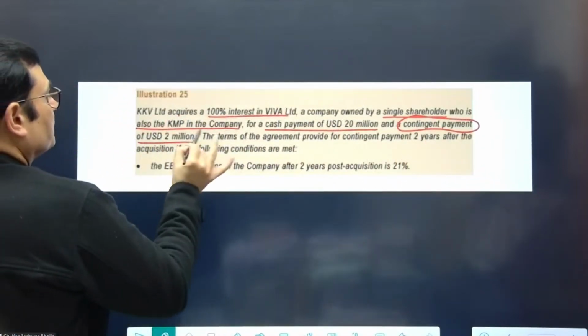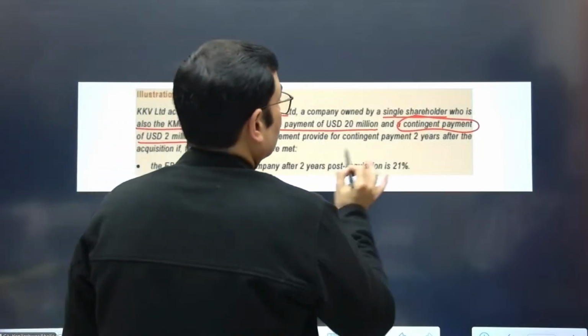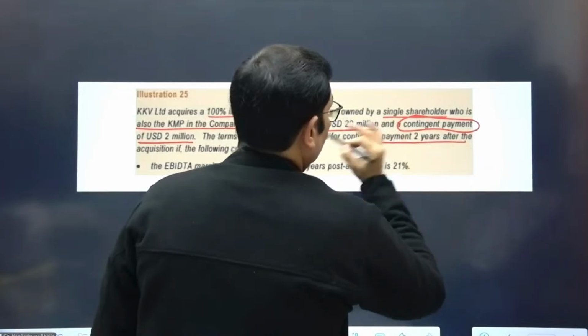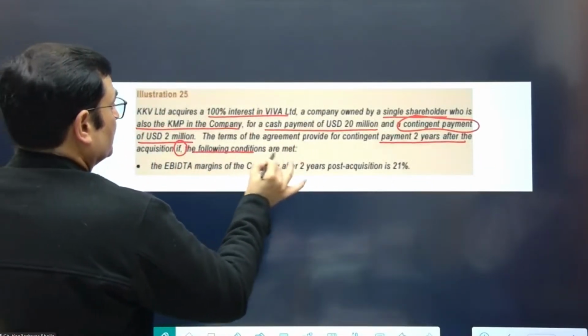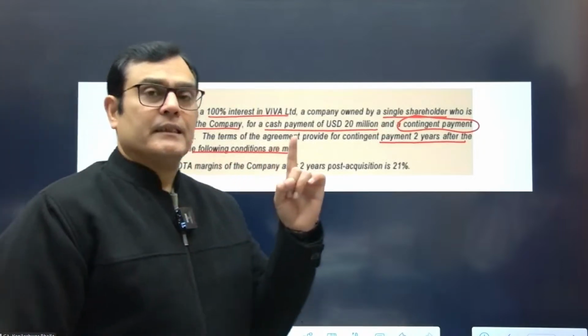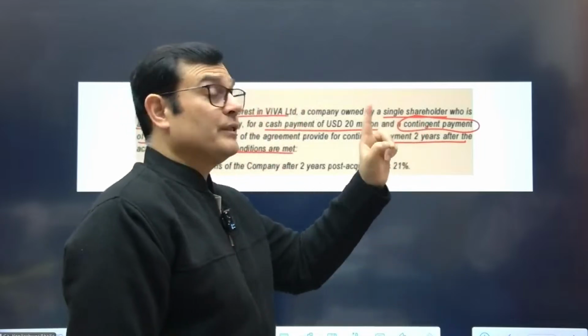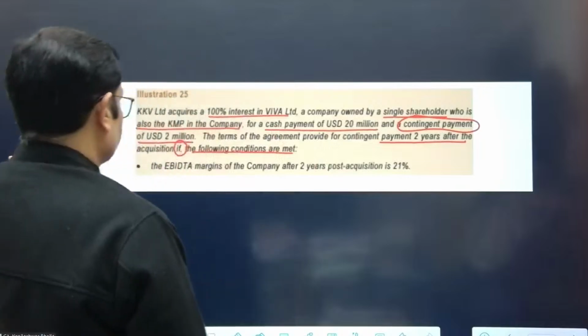A contingent payment of $2 million. The terms of the agreement provide for a contingent payment 2 years after the acquisition if the following conditions are met. So one thing is very clear as you read the language: is the payment made in the future? Yes, after 2 years. Is the payment based on any ifs and buts? Yes, it is definitely contingent, though he's already told you that it is a contingent payment. Now, all you need to see is what are the conditions.